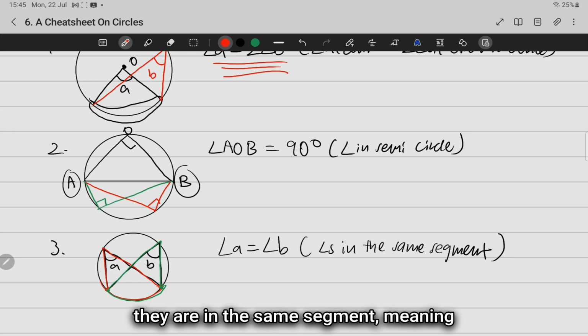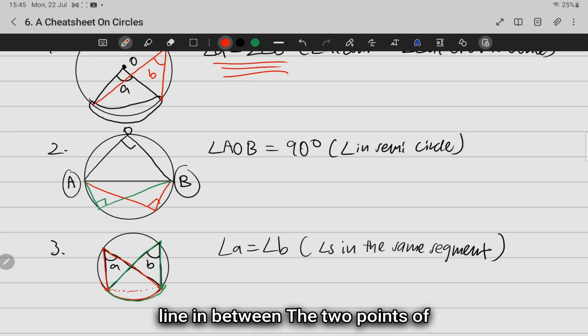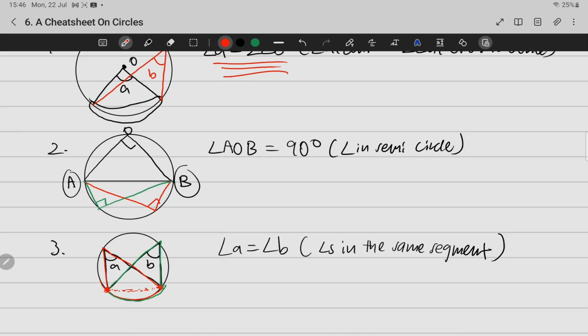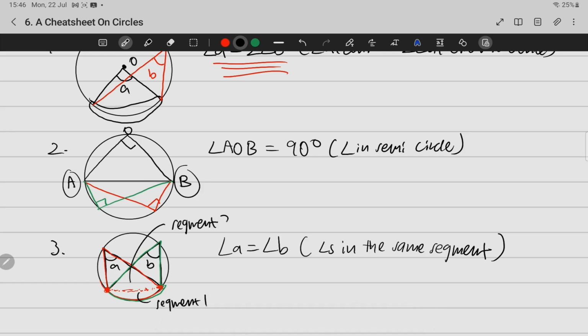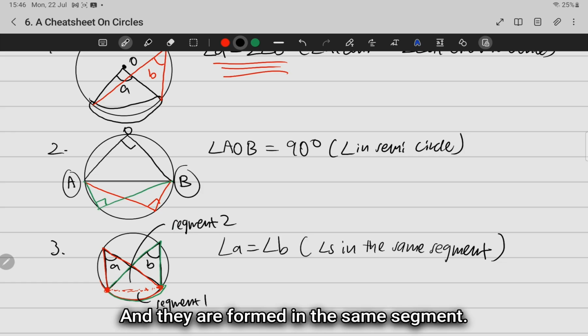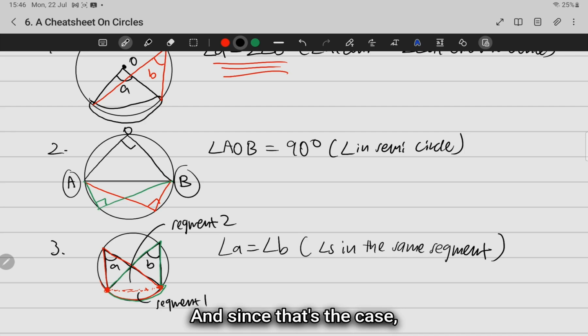And since they are formed by the same arc, they are in the same segment. Meaning, if you draw a horizontal line between the two points where the two circles meet, this is segment 1, and the rest over here is segment 2, and they are formed in the same segment. And since that's the case, they are the same angles.